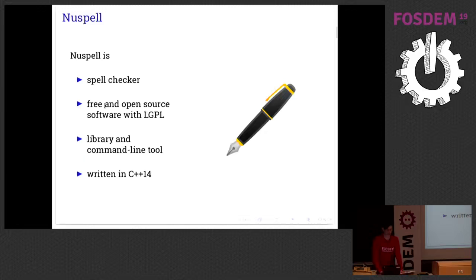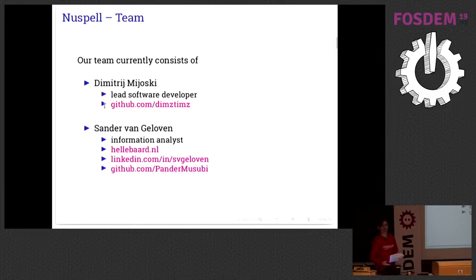Nuspell is a spell checker. It's FOSS, of course. It consists of a library and a command line tool, and it's solely written in C++. The team currently consists of Dimitri and me, and we worked the main part of 2018 on creating this new spell checker. Spell checking is not trivial.